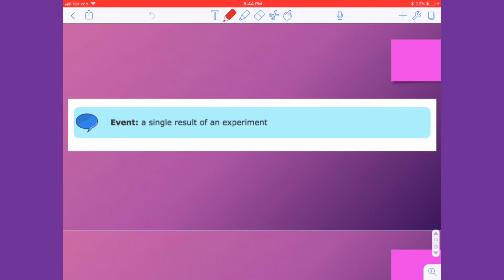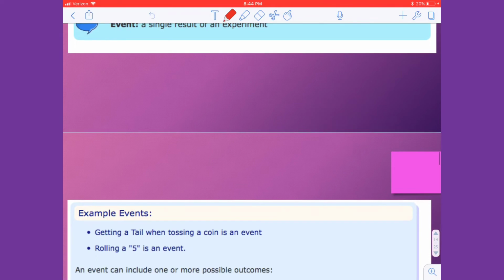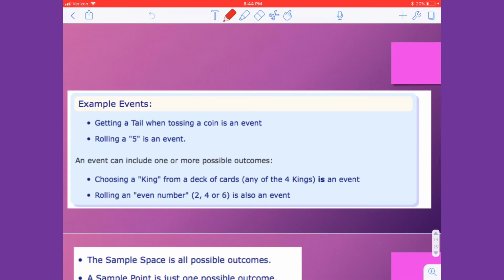An event is a single result of an experiment. An example of an event is like getting a tail when you toss a coin. Rolling a 5 on a die would be an event. And an event can include one or more possible outcomes. If I want my event to be choosing a king, well, there's 4 different options. If I want my event to be rolling an even number, I can get 2, 4, or 6 on a die. All of those are considered an event.